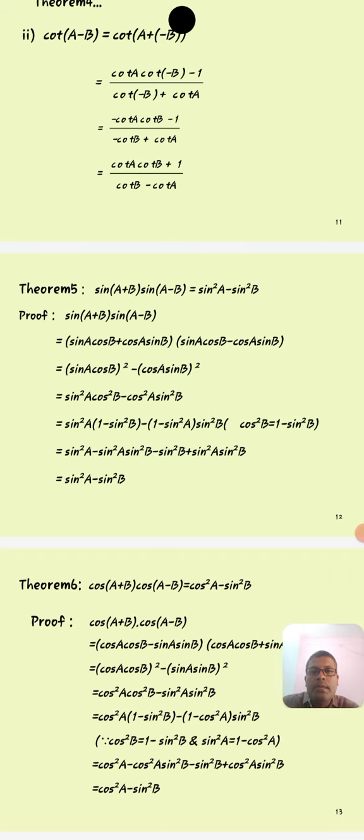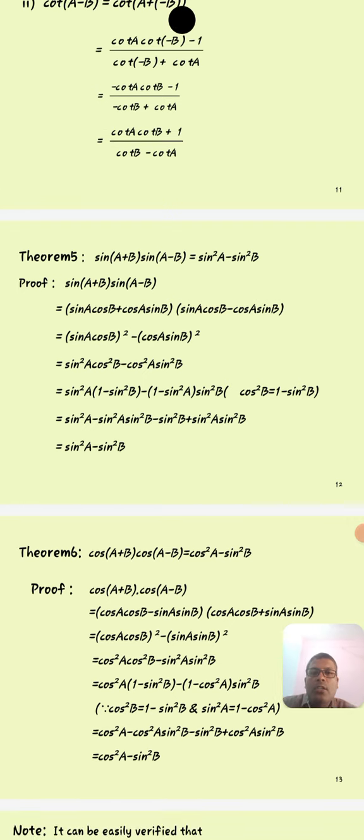Sine of a plus b into sine of a minus b. What is the sine of a plus b formula? Sine a cos b plus cos a sine b. What is the formula of sine a minus b? Sine a cos b minus cos a sine b. Now we have to multiply both: sine a cos b whole square minus cos a sine b whole square. Okay, a plus b into a minus b gives a square minus b square. The next step we write sin square a into cos square b minus cos square a into sin square b.